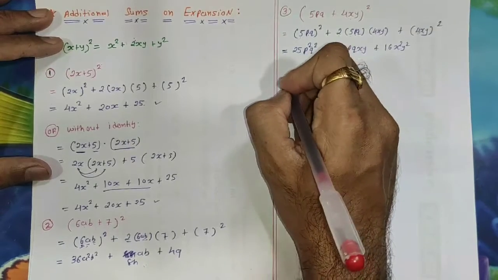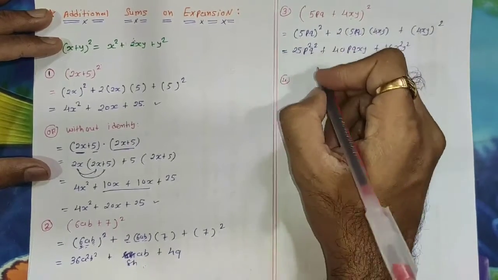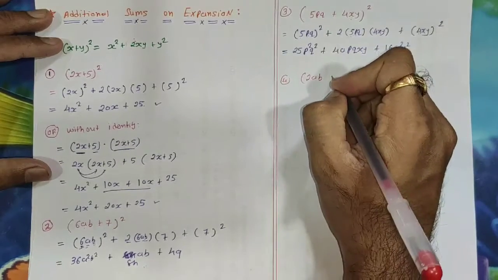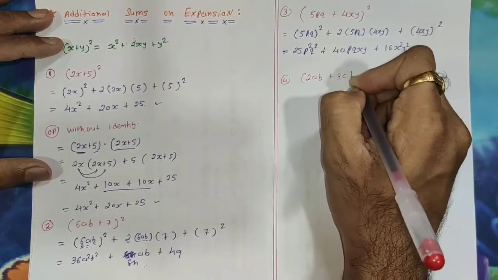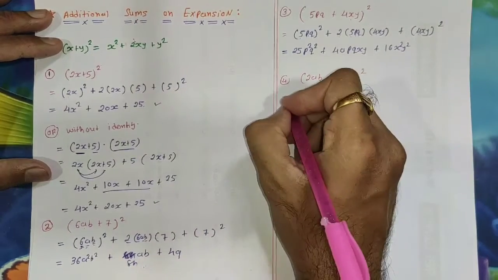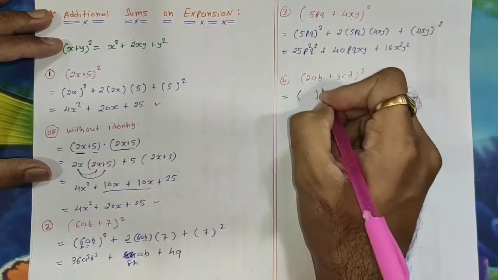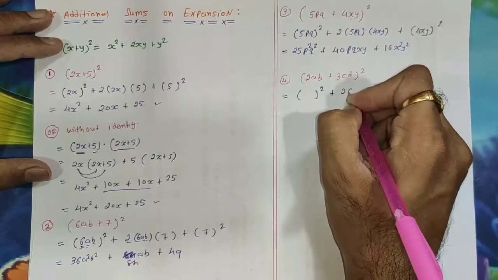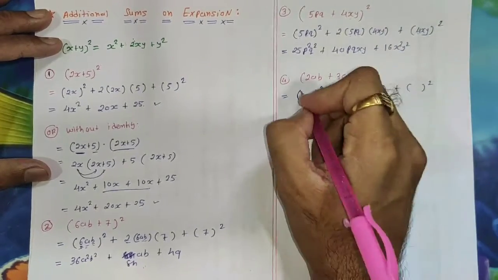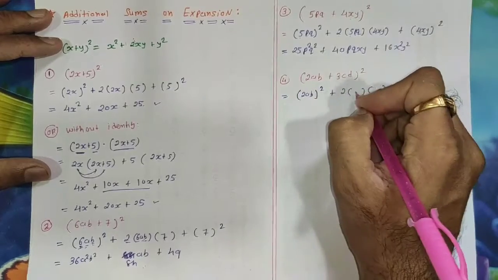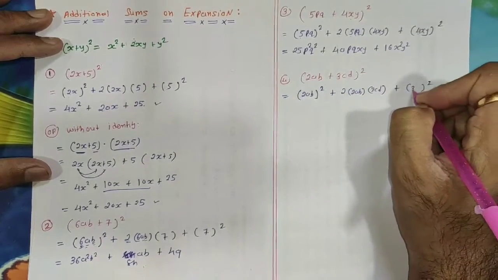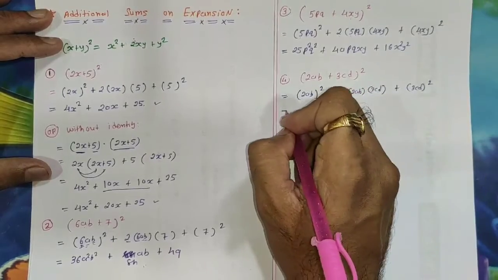Now suppose we are given 2ab plus 3cd whole square. For the expansion of this, again we have to consider first term square plus 2 into first into second term plus second term square. This will be 2ab, this is 2ab into 3cd, and this one is 3cd whole square.